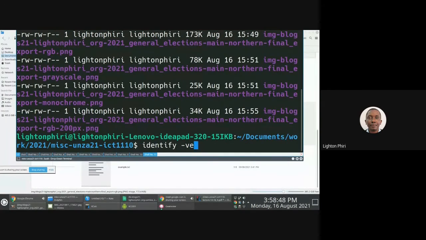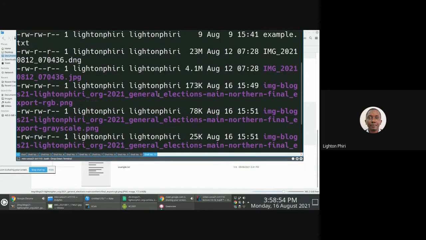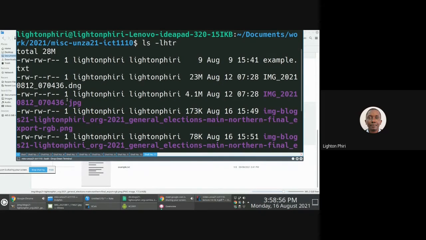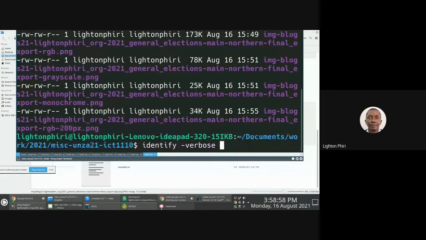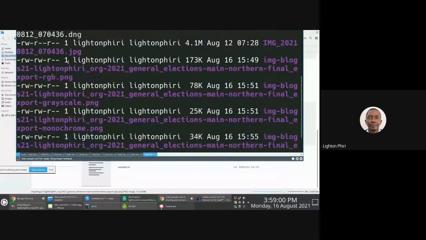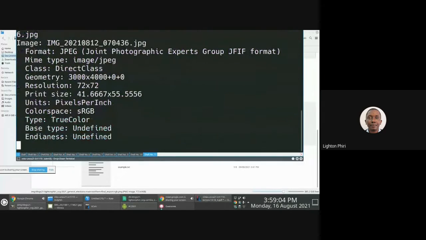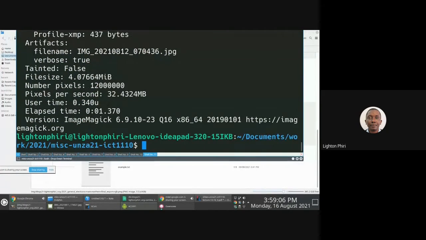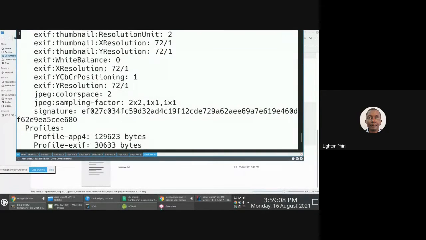But if you use tools like EXIF or perhaps ImageMagick, which is what I'm using right now, and you try and check, right, you notice that you have access to all this. This is the metadata I'm talking about here, right?